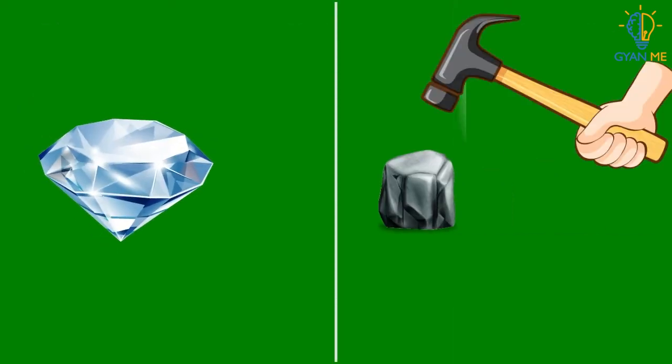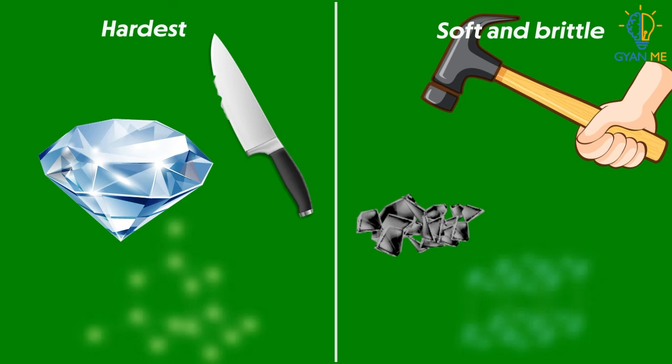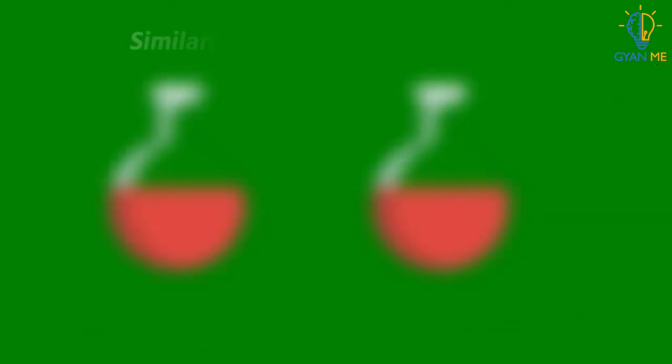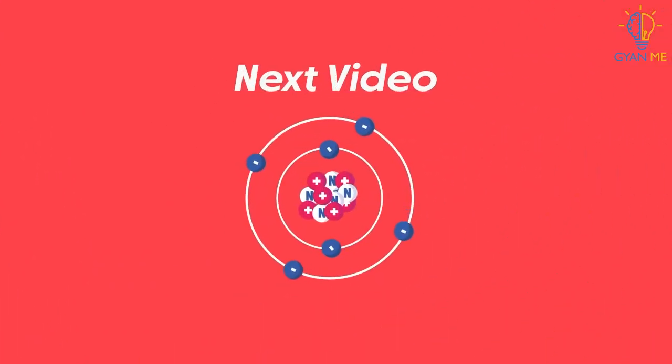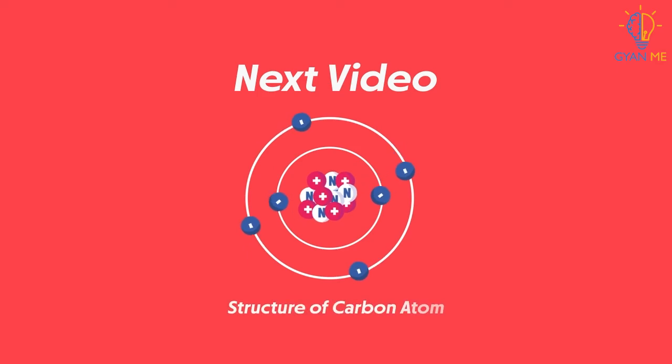Although their physical properties are very different due to their different structures, there are similarities in their chemical properties. In our next video, we will learn more about the structure of the carbon atom in detail.